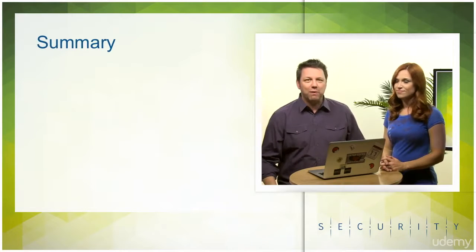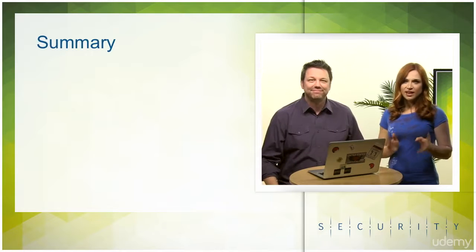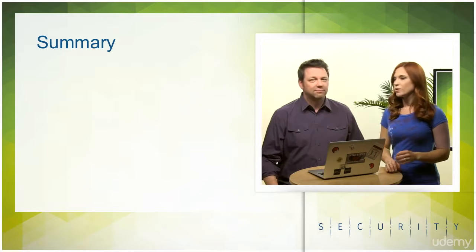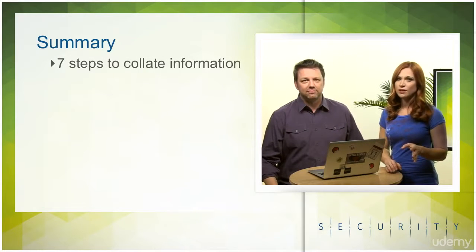All right, Robin, let's summarize. We've talked about a lot in this module. Let's see what we've learned. So, information gathering is a very important stage in preparing to attack a network or system. We have seen that there are 7 steps to collate information.